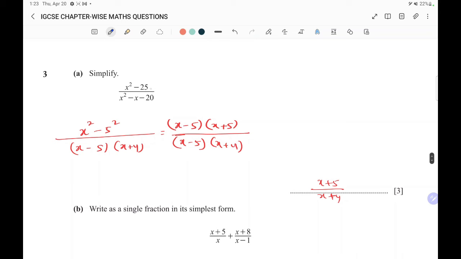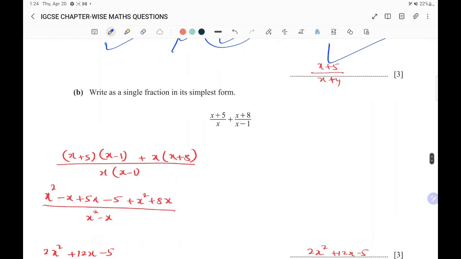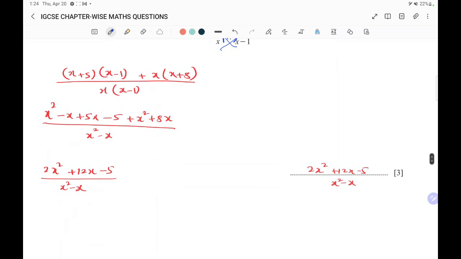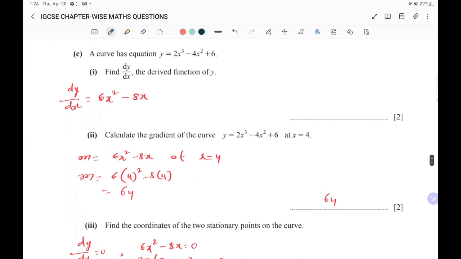Now simplify. x squared minus 25 can be written as x squared minus 5 squared, which is (x minus 5)(x plus 5). And x squared minus x minus 20 can be written with factors minus 5 and 4, so (x minus 5)(x plus 4). So x minus 5 cancels, leaving (x plus 5) over (x plus 4). Write as a single fraction, now cross multiply. I did this type of question already, so you can go ahead with this to understand.